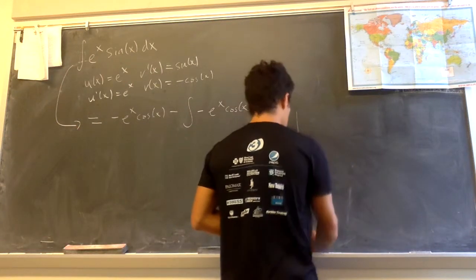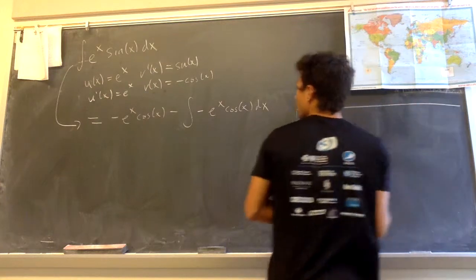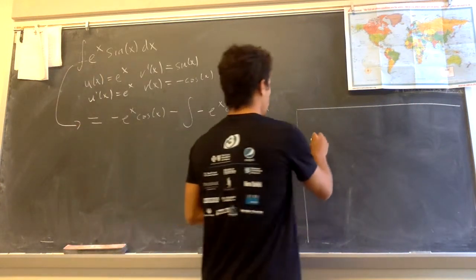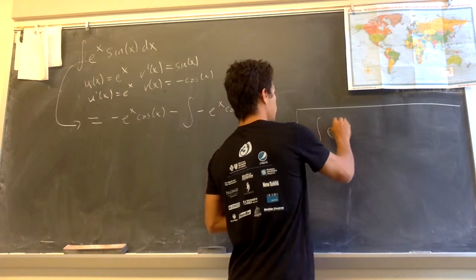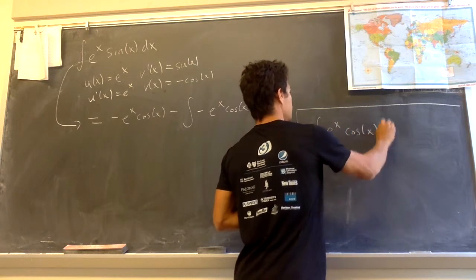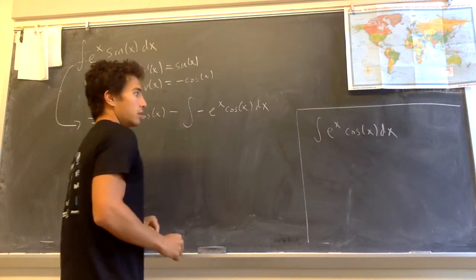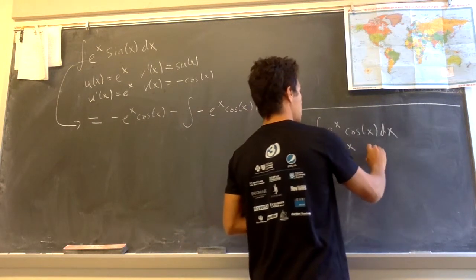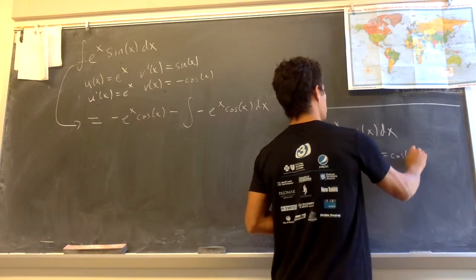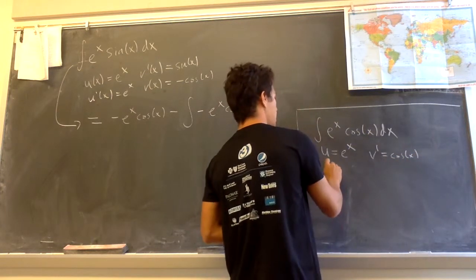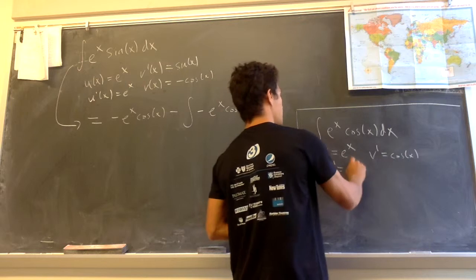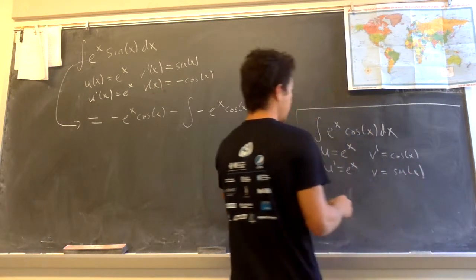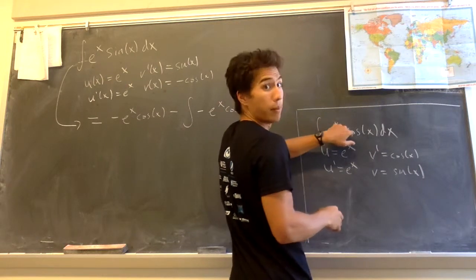And you see that this integral also looks like a good candidate for integration by parts. So this integral of e to the x cosine of x dx, I'll let u be e to the x again. I'll let v prime be cosine of x, which means that u prime is equal to e to the x, and v is equal to sine of x. So I've written this integral as u times v prime dx.